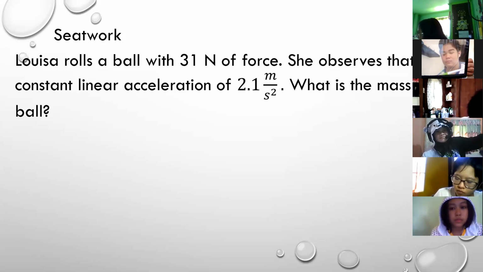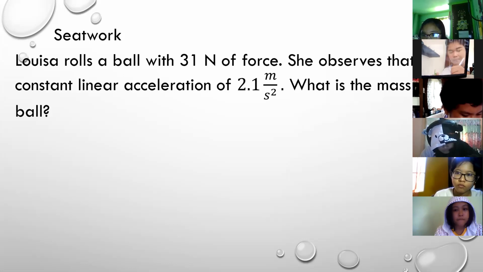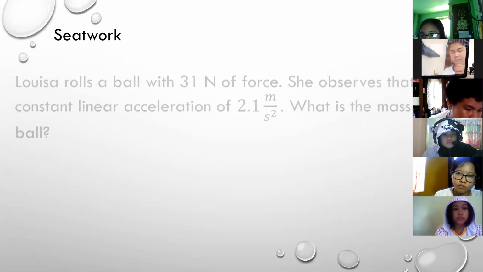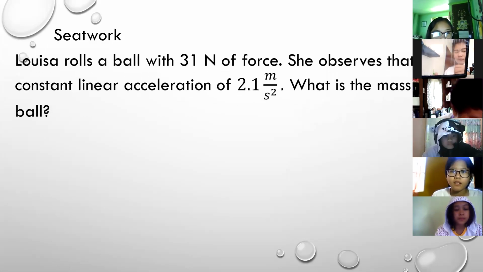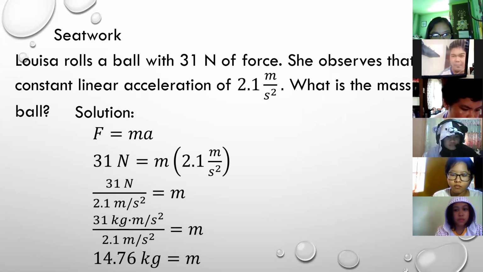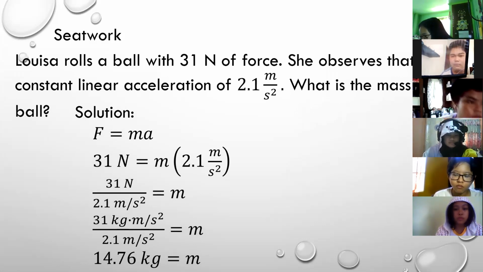So what is the unknown class? I'm not sure if the answer of Daniel is the correct answer, but probably the answer of George and the answer of Gabriel is correct now. So let's try the solution. If you get the correct answer, this is the solution class. Force equals mass times acceleration. Since the force is given at 31 Newton and acceleration at 2.1, we are going to divide the force, which is 31, by 2.1, since the unknown mass is on the other side, right?